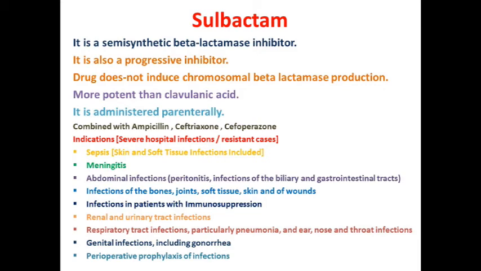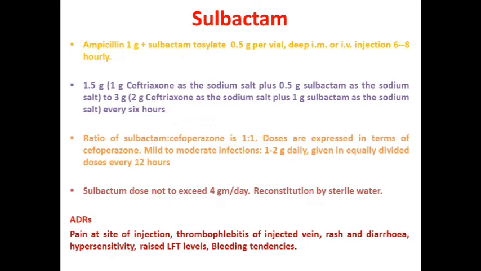Now remember that these combinations, especially sulbactam, are for hospital acquired severe infections, resistant cases and so on. So I should say, as compared to Amoxiclav, which is more commonly used, sulbactam combinations would be only for the higher order infections. Now if I want to look at the dosing schedule of this drug, then ampicillin 1 gram per sulbactam tosylate, that's the commonest salt of sulbactam that is available. 0.5 grams of that is available in a vial. You need to give it either deep intramuscularly or by intravenous injection 6 to 8 hourly, okay.